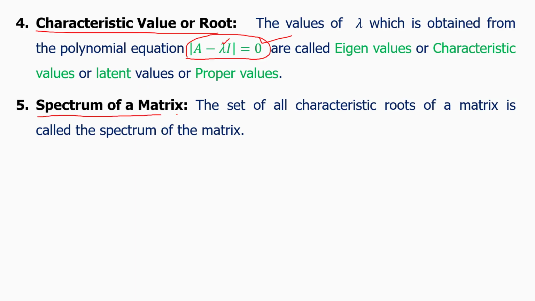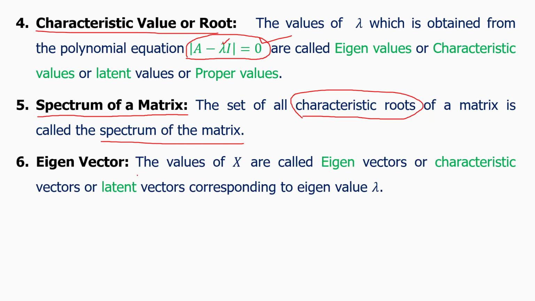Next thing is the spectrum of a matrix. The set of all characteristic roots of a matrix is called the spectrum of the matrix. So if we are able to find the characteristic roots of any given matrix, the set of all characteristic roots is called the spectrum of the given matrix.